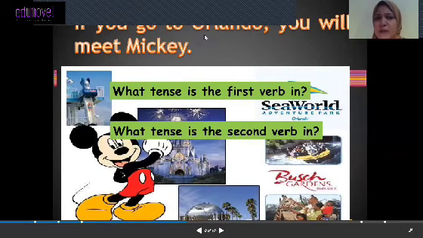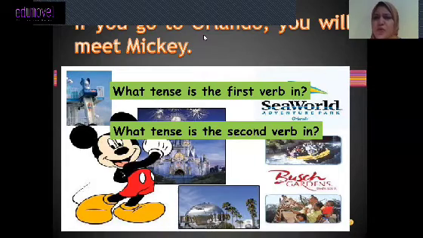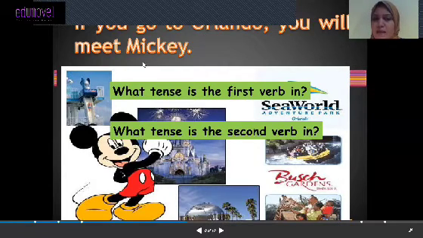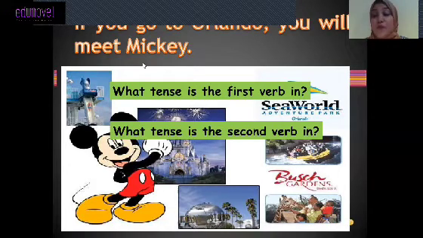As you can see, if you go to Orlando, you will meet Mickey. Here, the first part is really familiar, it is the present simple. So why do we have here will and the verb in the infinitive? Because as you can see, the first conditional talks about possibilities. We're not 100% sure of what might happen.